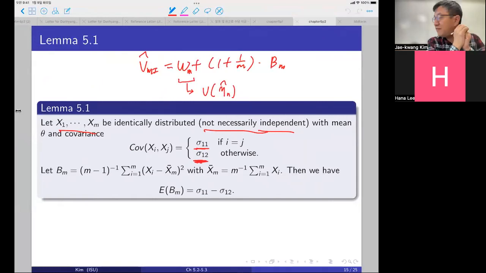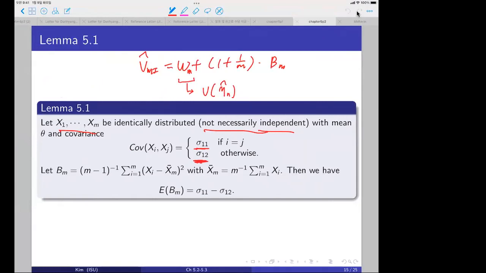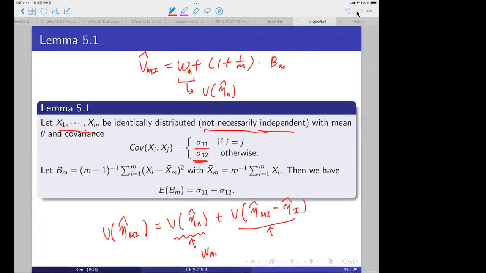Remember, the multiple imputation variance estimator has this form, W and B. So basically, the idea is we are interested in computing the variance of the MI estimator, which can be written as, so if we can write it, the idea is this will be estimated by W_M, and this will be estimated by W_PM, right? So that is the big picture idea.